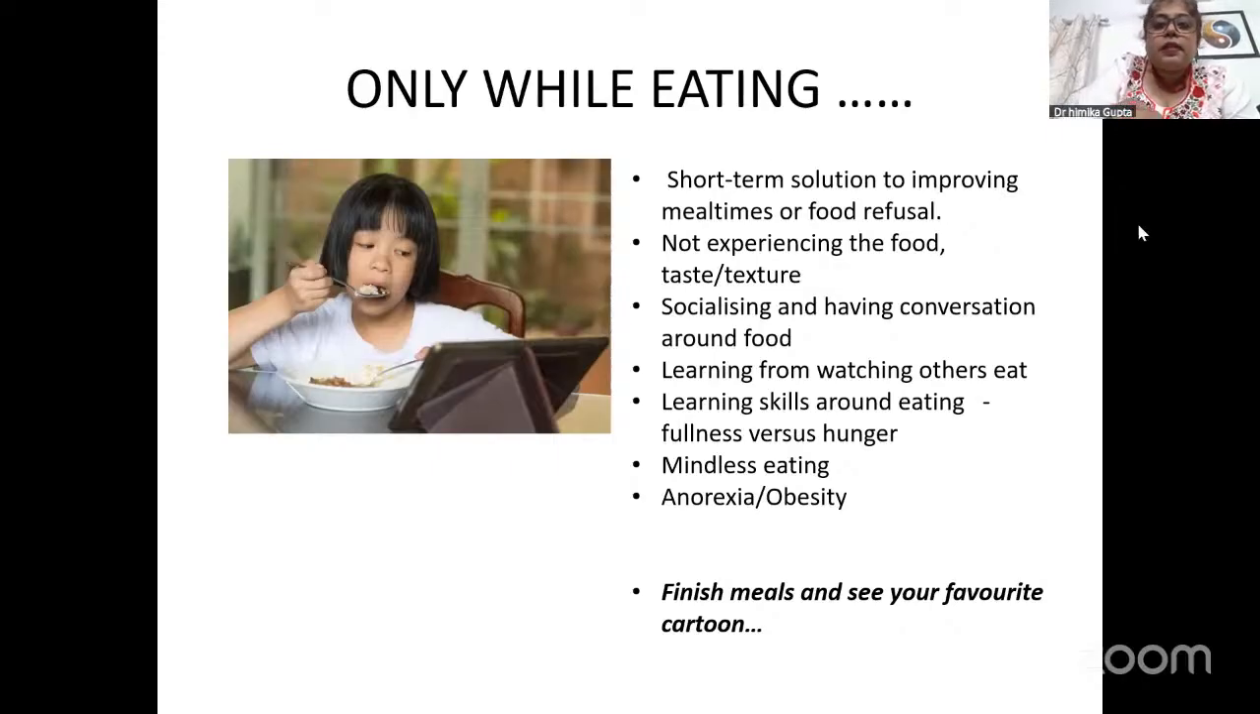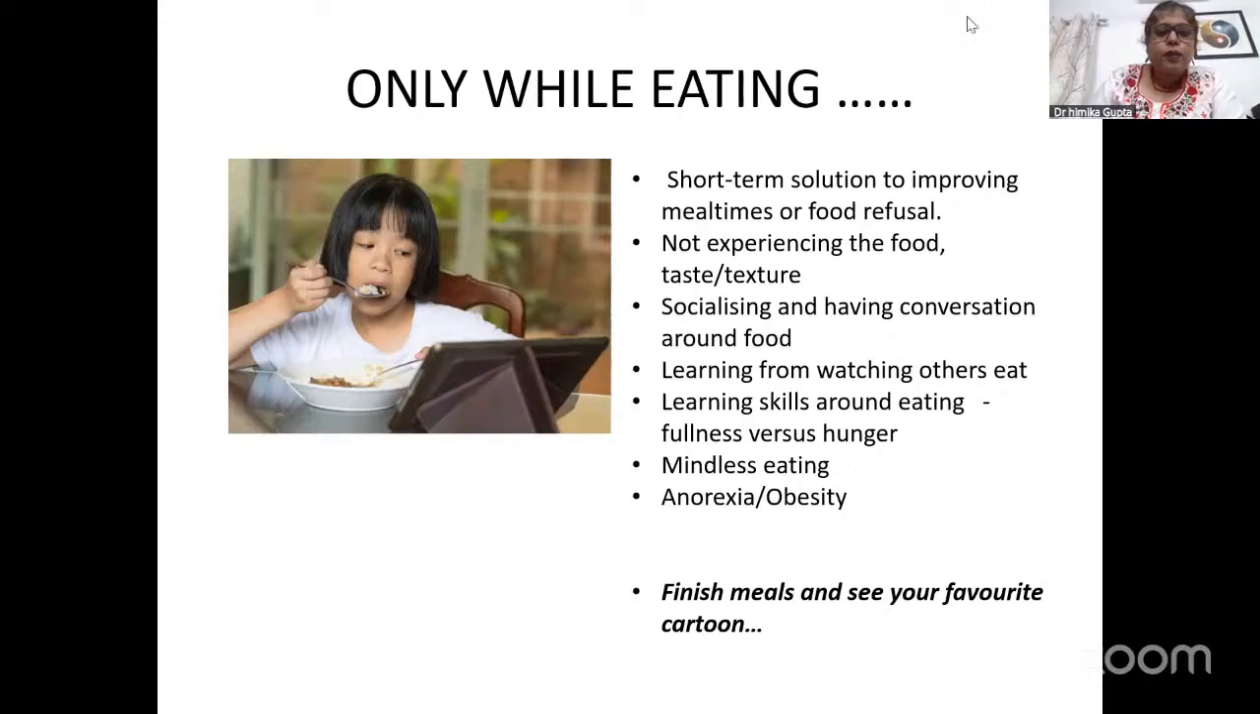What happens is these kids will never experience the taste or texture of food. They will obviously lose out on the socializing and having conversations while having food. They will never learn from watching others eat the etiquettes, the techniques, and the concept of fullness versus hunger. Because you put on the tab, whatever you put on the plate, whether it is good, bad, or ugly, is just shoved in the mouth because the child's entire attention is on the video screen. So it contributes to mindless eating.